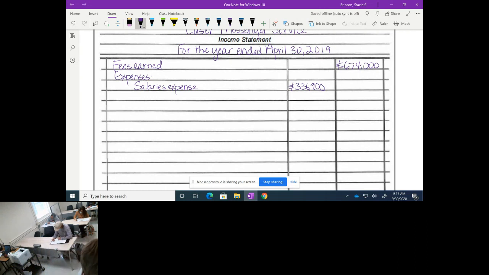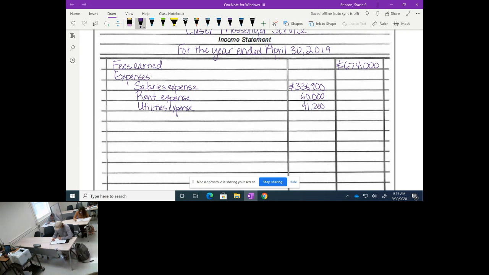Okay, so what would be next? Rent. Okay, so we're doing them in order of largest to smallest. So rent expense is next, 60,000. So what's the next highest one? Utilities expense, and that's 41.2.